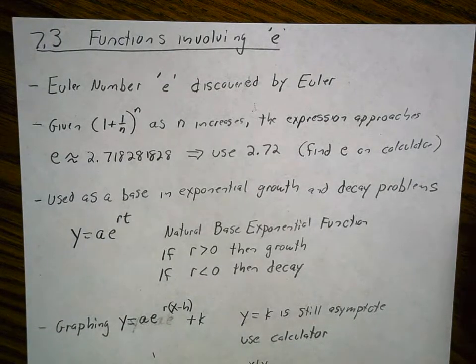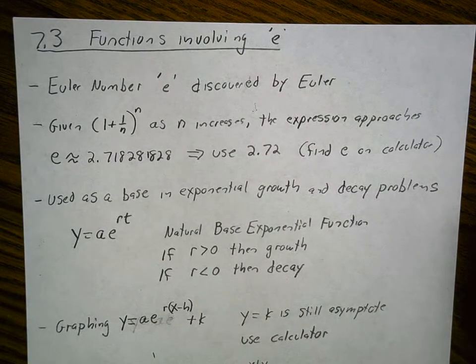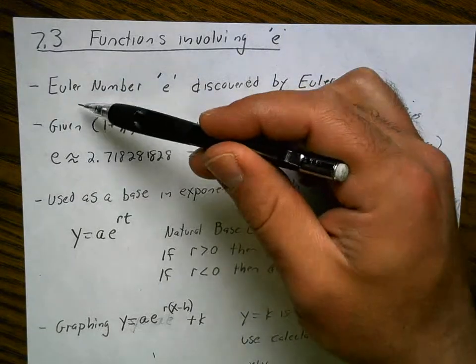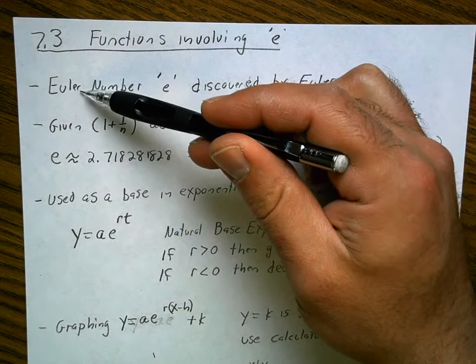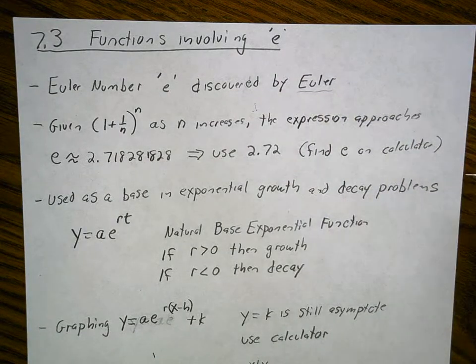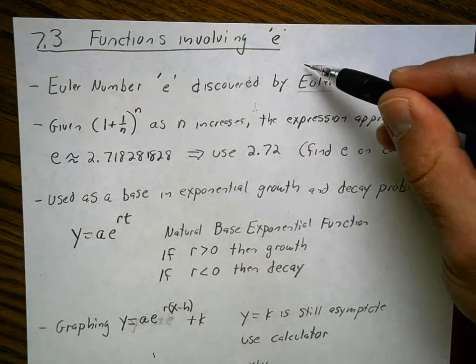Okay, today we're looking at section 7.3, functions involving e. e is the Euler number. Some people pronounce it "Oiler" or "Yooler," but it was discovered by a mathematician by the name of Euler. I believe his first name was Leonhard.